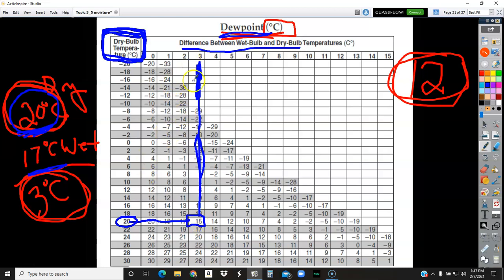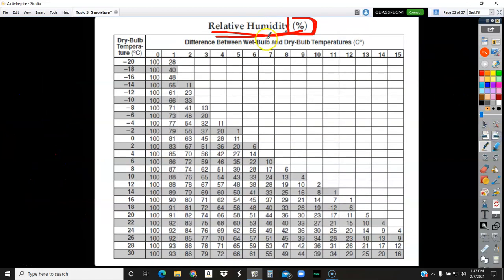Now, I use the same two numbers and the same column and the same row on the bottom chart. So if you look on page 12, you'll see the top chart is dew point. The bottom chart's humidity, which is telling me what percent of the air is full of moisture. So I had a difference of 3. So here was my 3 again. I go down the 3 column. And I had a dry bulb number of 20. Here was my 20. I come across 20. And I came down the 3. And I have what percent?